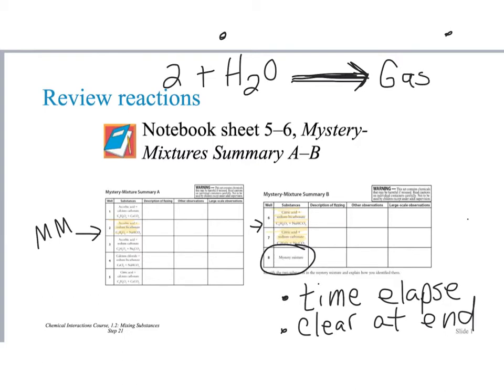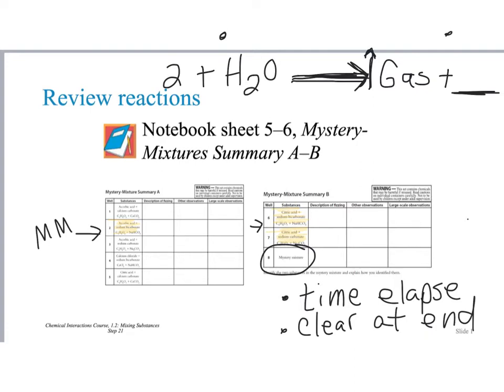Kind of reminds us of the gas in pop. Does anyone know what that gas is that fizzes when you drink a soda? But then there was also something else in each of those wells. The gas was released into the air. We show that by an up arrow. The gas was released into the air. But there's some residue left in the bottom of each well.